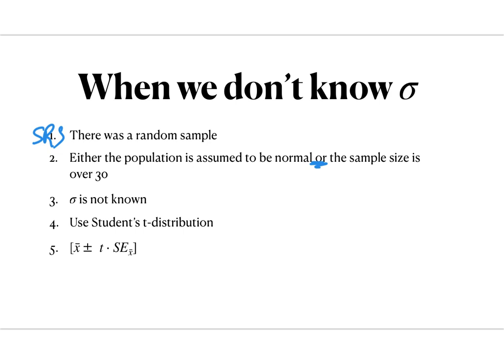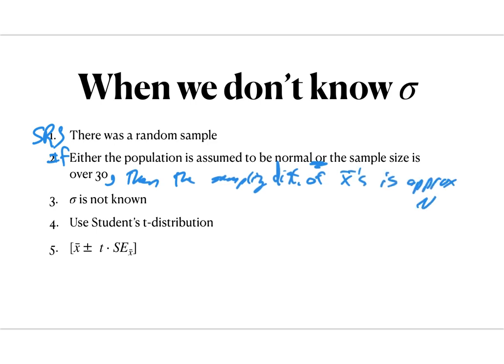If one of those is true, then the sampling distribution of x bars is approximately normal. It's a great phrase to make sure you're using often in your writing and your solutions. If it's true. Don't use it if it's not true.